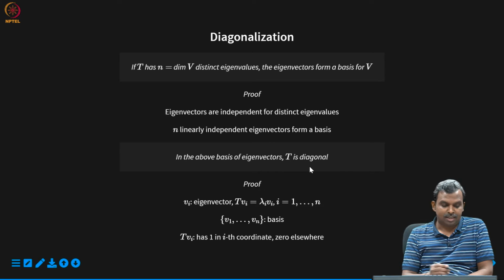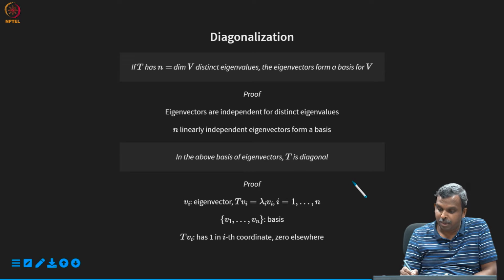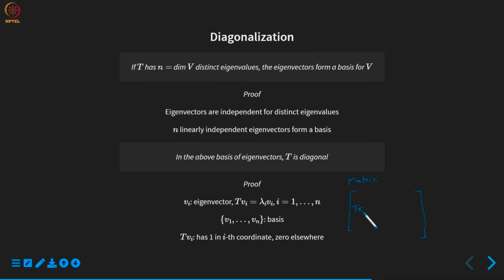Why is that? It's quite easy to see again. So, what is the matrix in the basis of eigenvectors? The first column is Tv1, second column is Tv2, so on. The last column is Tvn. Here I have taken v1 to vn to be the basis of eigenvectors. So, the matrix will be Tv1 in the first column, Tv2 in the second column, up to Tvn.